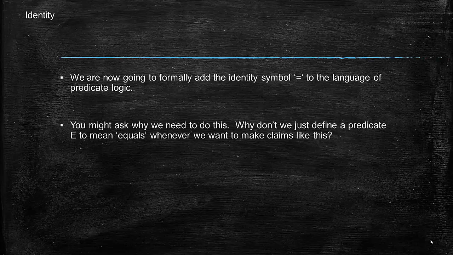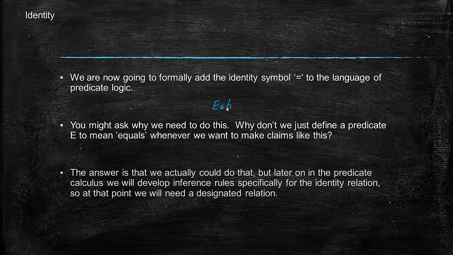So if you're thinking about this, you might actually ask why we even need to do this, right? Why don't we just define a predicate, say E, to mean equals, so that we could just say, for example, E A, B, like that. And the answer to that is, well, actually we could do that. But later on, we're going to be developing the predicate calculus, which is the proof procedures for the predicate logic. And it turns out that we have specific proof procedures for the identity relation. So we actually do need a dedicated symbol in order to do that.